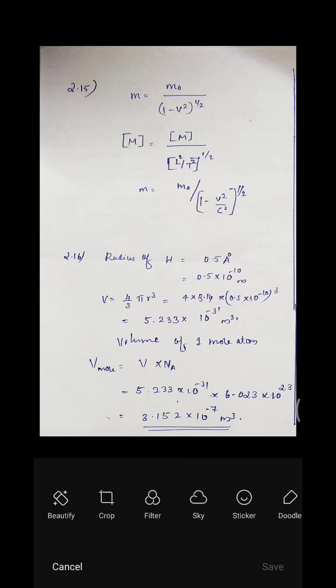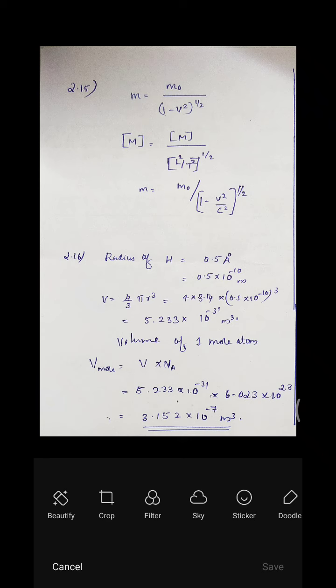So what is the total atomic volume in meter cube? The size of the hydrogen atom is given, that means the radius of the hydrogen atom is 0.5 Angstrom. So you have to find out the volume of one hydrogen atom, and afterwards you have to find the volume of 1 mole of hydrogen atoms. 1 mole means 6.023 into 10 to the power 23 atoms will be there, isn't it? Avogadro's number in 1 mole.